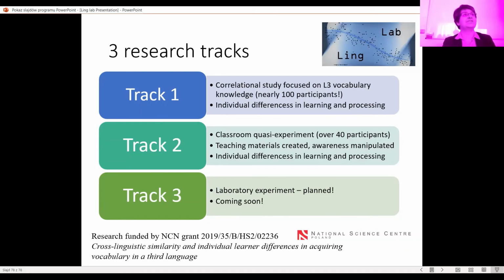And we have just finished a classroom quasi-experiment where 40 participants divided into experimental and control groups acquired L3 Italian words just from scratch. They were beginners in Italian. Similarly to the classroom study that you saw, we created materials and they were followed throughout the semester when acquiring the vocabulary knowledge. And finally, track 3 is a laboratory experiment which is planned and is coming soon.